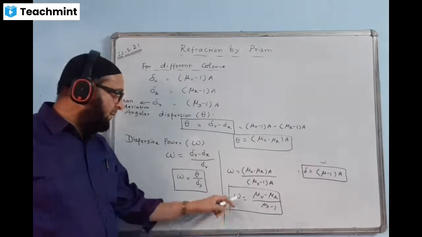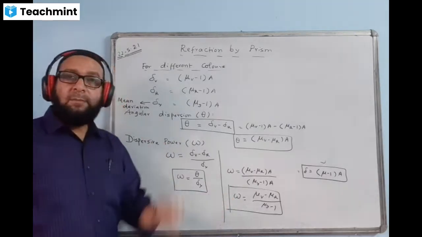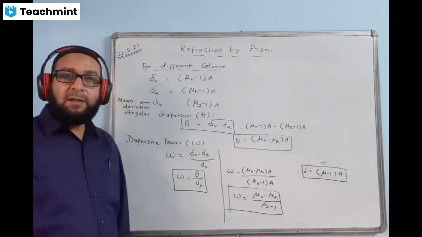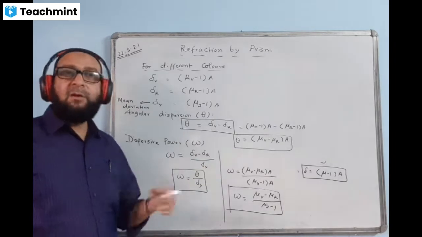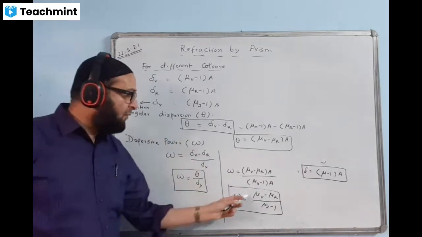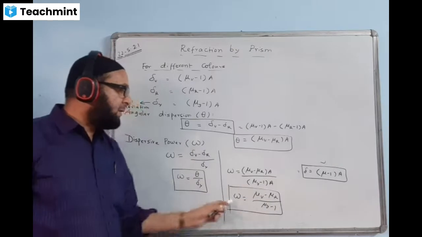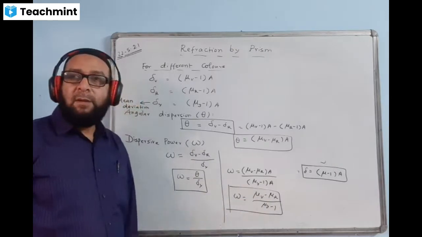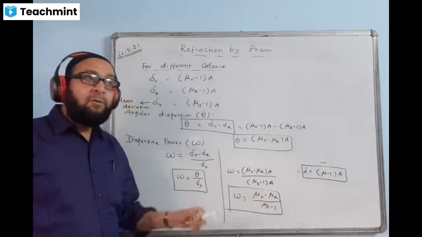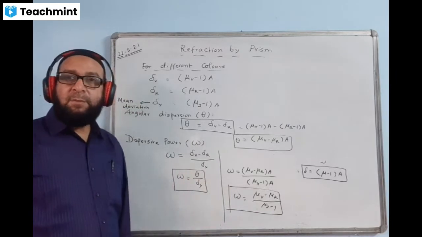Dispersive power depends upon the material of the prism, and it does not depend on the angle of incidence or any angle. It depends upon the material of the prism. Some material of the prism disperses more, some disperses less.